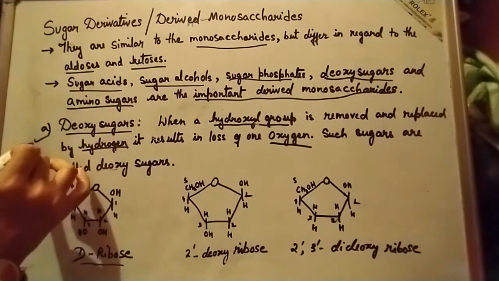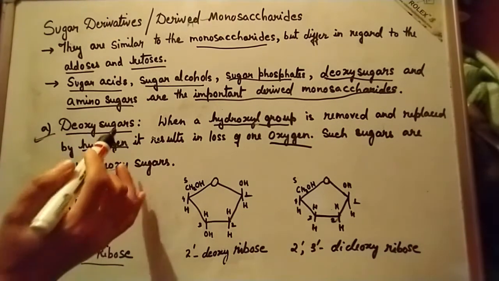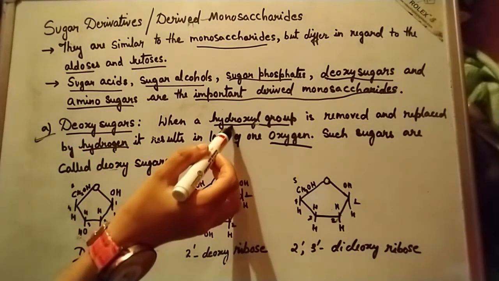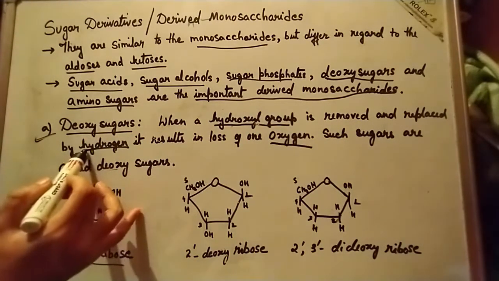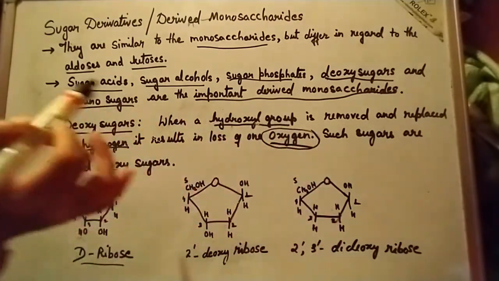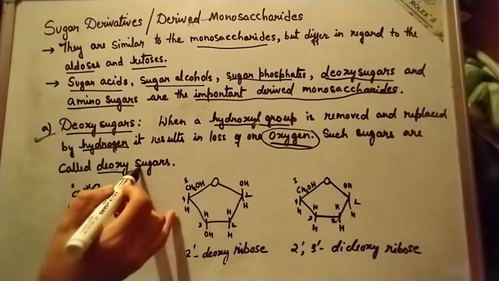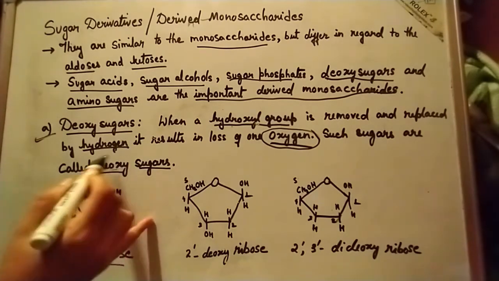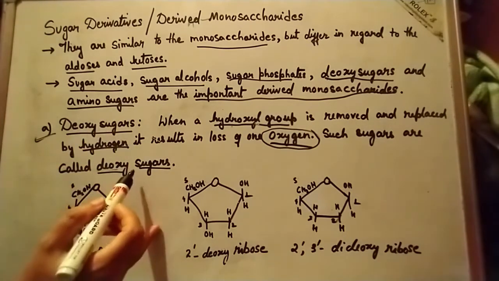Now let us take a look at each type one by one. So what are deoxy sugars? Deoxy sugars are formed when a hydroxyl group is removed and replaced by a hydrogen. It results in loss of one oxygen atom in a molecule. Such sugars are called deoxy sugars because they lack oxygen. Deoxy means lack of an oxygen atom. So these types of sugars are referred to as deoxy sugars.